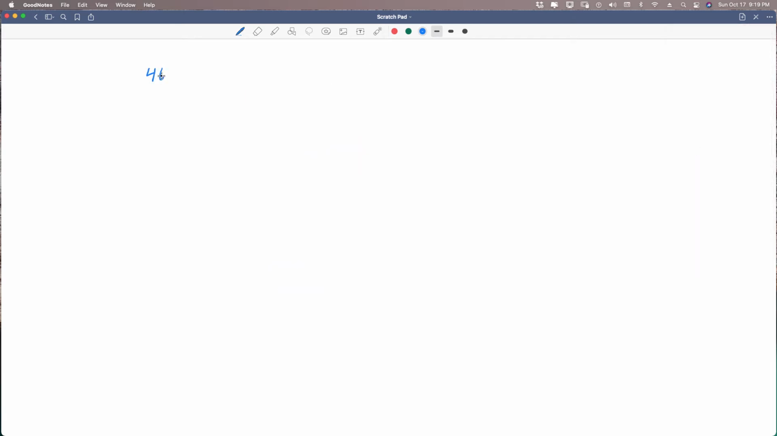So 46.1 says 3 times the square root of 2 over 7 minus 5 times the square root of 2 over 7 plus 3 times the square root of 56.